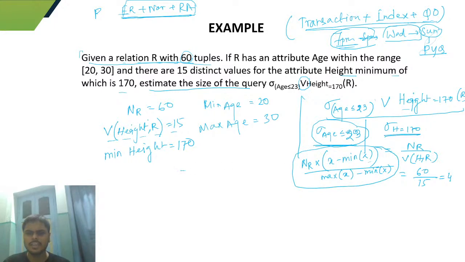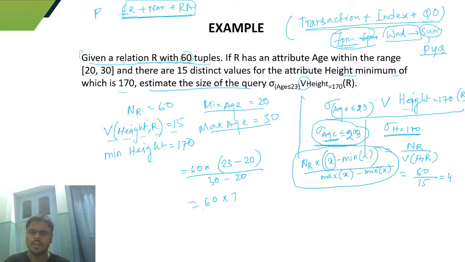So we have 60 tuples into, we are finding for x equals to 23 here, minus the minimum value, which is 20 here, divided by the maximum value, which is 30. We are doing this for age. So the minimum value of age is 20 and the maximum value of age is 30. So it is nothing but 30 minus 20. So it is actually 60 into 7 divided by 10. So it is actually 6 into 7, so it is nothing but 42.